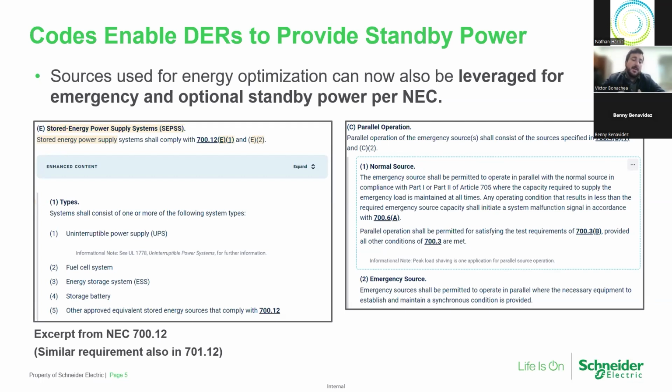Because if they're already buying them for energy cost optimization reasons, they said, well, I already have stored energy, or I can produce my own energy. Why can't I also use that as an emergency standby source? And that's made it into the code now, allowing that, and we're seeing that more and more. Next slide, please.